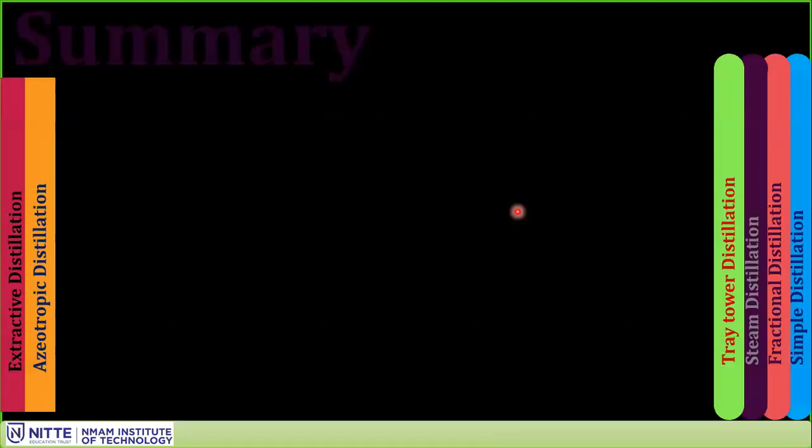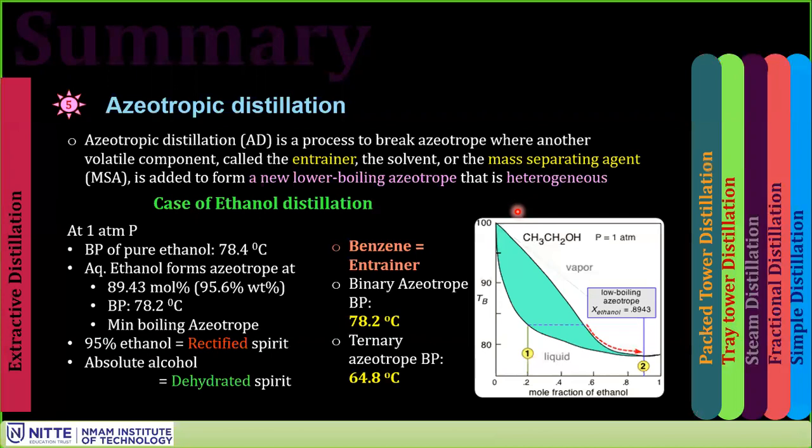Right. Summarizing the two different types of distillation procedures we have seen. Azeotropic distillation: we have seen the case of ethanol. We use it for those types of binary mixtures which form an azeotrope. We use one solvent called an entrainer or a mass separating agent. When you add this, it forms a new lower boiling azeotrope which is heterogeneous in nature. The 95% ethanol we call rectified spirit. Pure ethanol that we get as a product of azeotropic distillation is called dehydrated spirit.